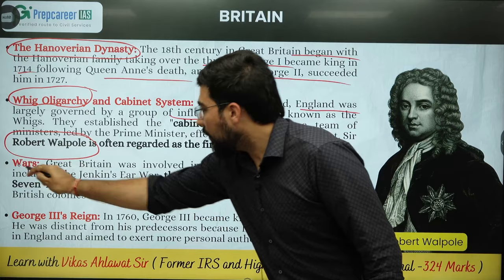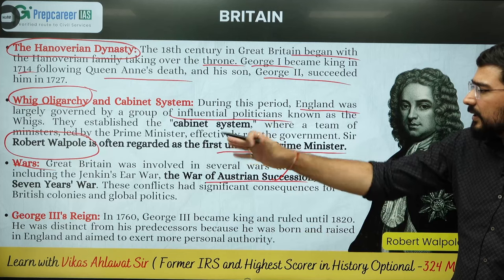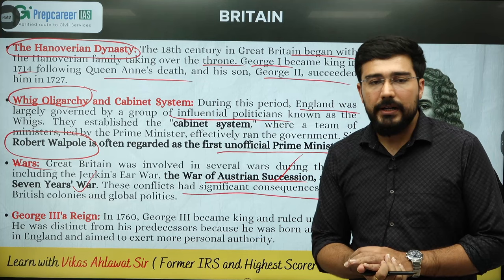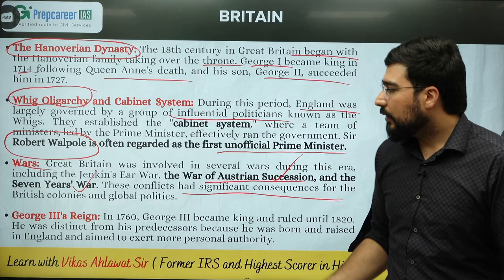Next, wars. What are the important wars which Britain found itself in? The Austrian War of Succession. Leave the Jenkins' Ear war, it is not that important. And also the Seven Years' War. These two are the most important wars, and they had significant consequences for the British colonies as well as global politics, which we'll see in later classes, how they are going to pan out. Then comes George III's reign.